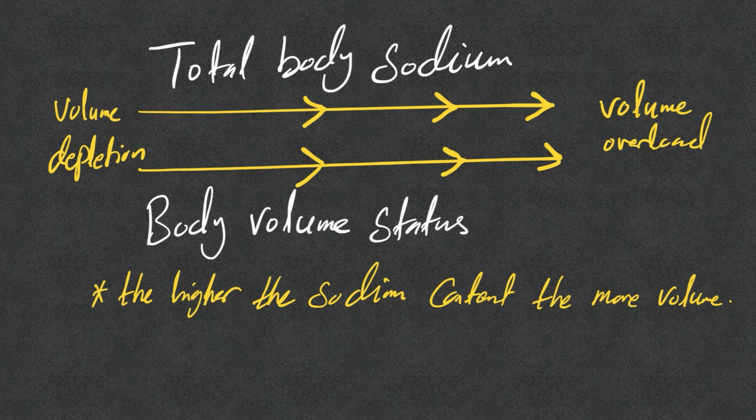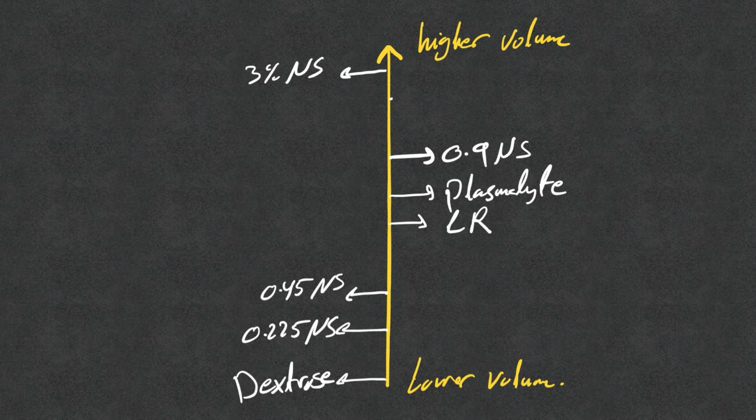The volume is the substance that gives you pressure in the intravascular space. So it's very important to understand this. The higher the sodium, the higher the volume. So 3% normal saline is up here, and then 0.9 NS followed by Plasmalyte and lactated ringer. They're very closely related here, and these are isotonic solutions because their sodium concentration is similar or close to the body serum sodium concentration. Then we have the half NS, quarter NS, and the dextrose.